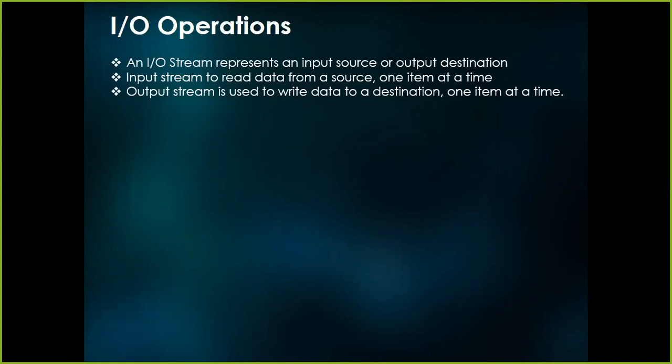In order to read from any source, you will have an input stream. Stream is nothing but the flow of your characters or bytes. So input stream, you are reading input. Output stream is for writing your output. Input stream reads data from a source, one item at a time. Output stream is used to write data to a destination, one item at a time.